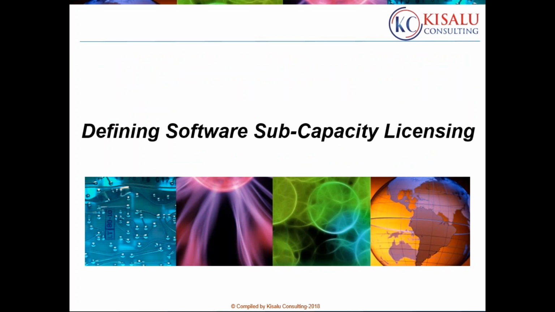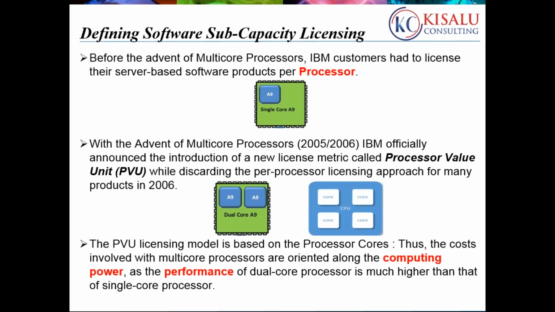Defining the software sub-capacity licensing. How do we define our environments so that they can be acceptable for sub-capacity licensing? As a background, before the advent of multi-core processors, IBM used to license products linked to the server and the number of processors in the server. There were no multi-core processors, so one chip in the server was just one core. It was a single-core type of server, and the price was linked to the number of processors or chips the machine had. So it was just a simple calculation.